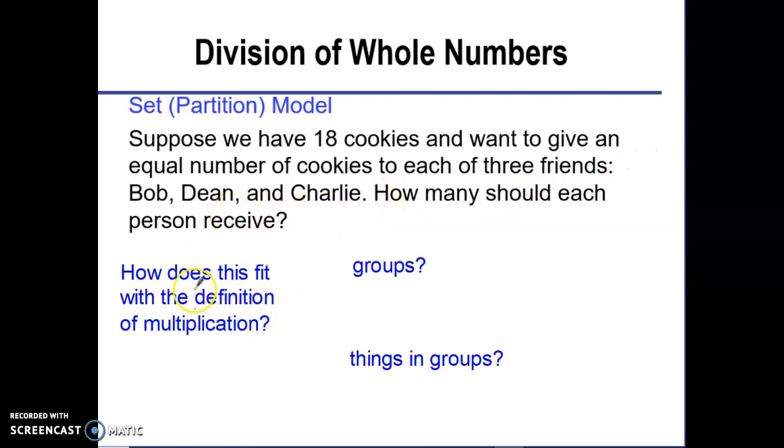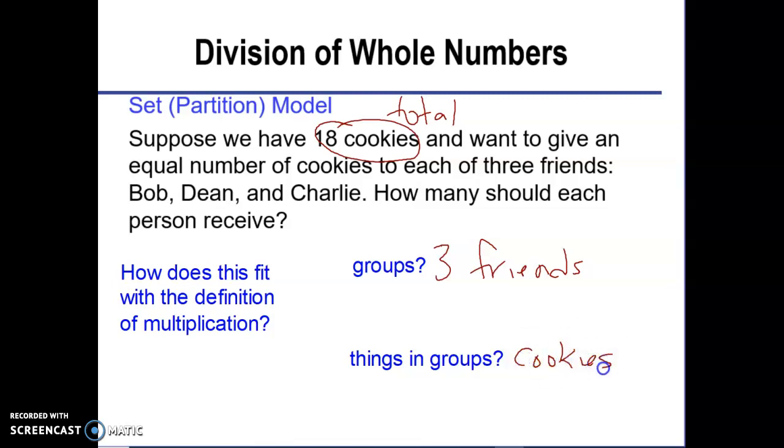Okay, so let's see how this relates to multiplication. So in multiplication, the answer is the total number of things. In division, the total number of things is given. All right, and in multiplication, we said we have groups and we have things in groups. So looking at this problem, what are our groups? That's our three friends. In this case, we know how many groups. There are three. And how many should each person receive? Well, that's the things in the groups. That's the cookies. And this is what we don't know. This is what we're looking for.